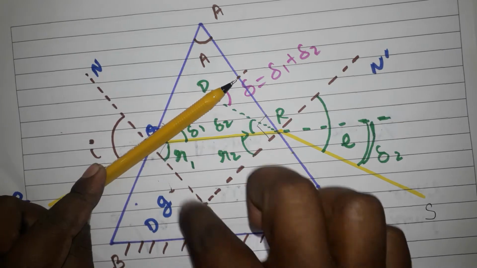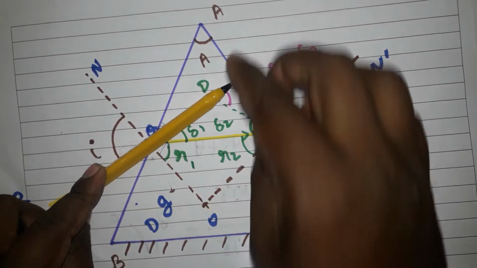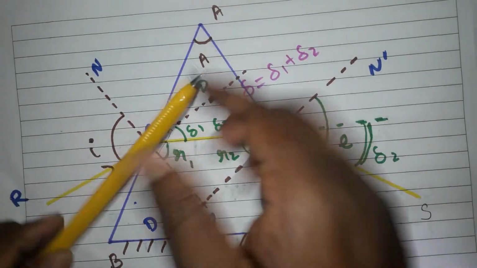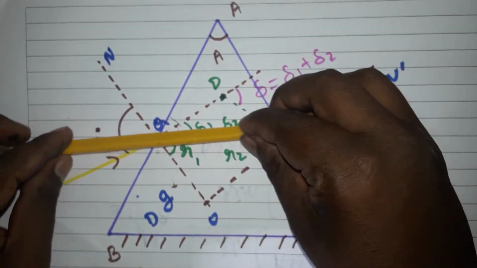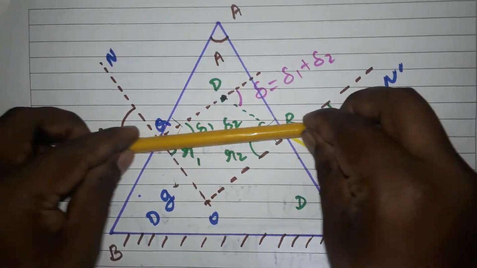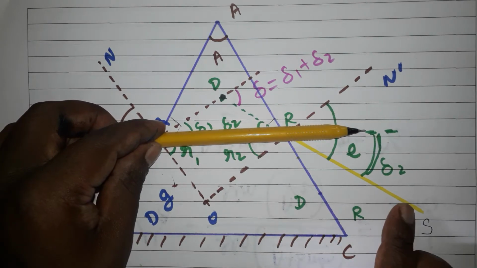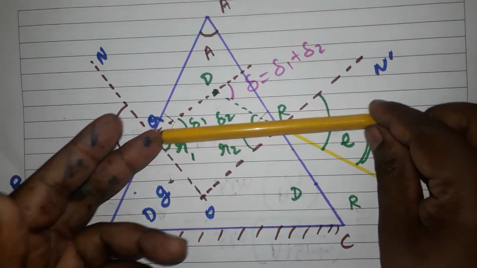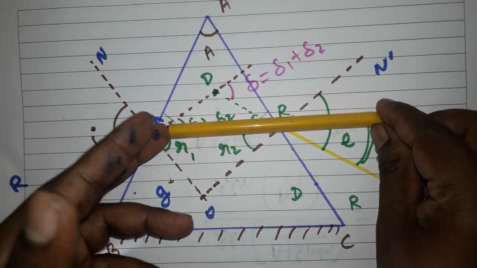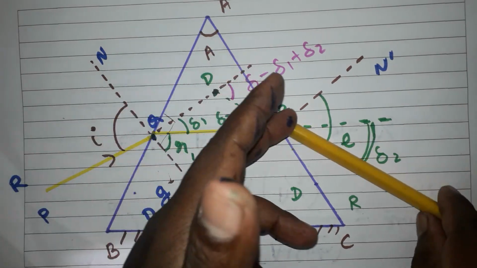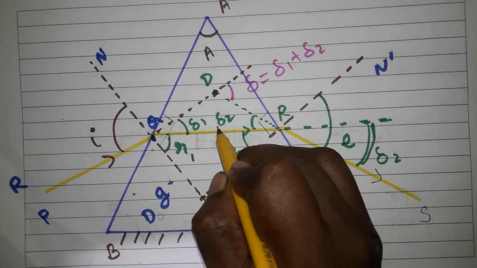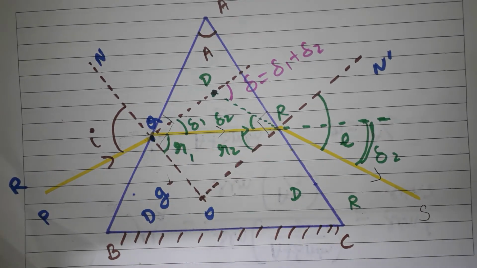The light is traveling from rarer to denser medium, so it deviates towards the normal. This is called the normal. The light is getting deviated towards the normal. This side the light is entering. When the light is coming out, it is traveling from denser to rarer medium, so it deviates away from the normal. The light finally goes here. Like this, PQRS is the light path.